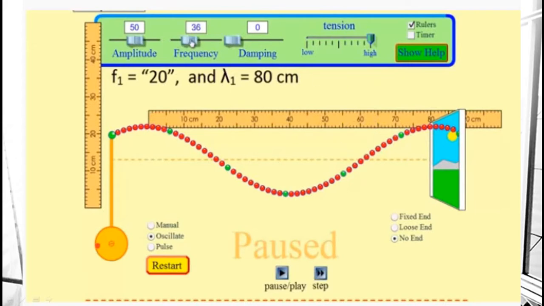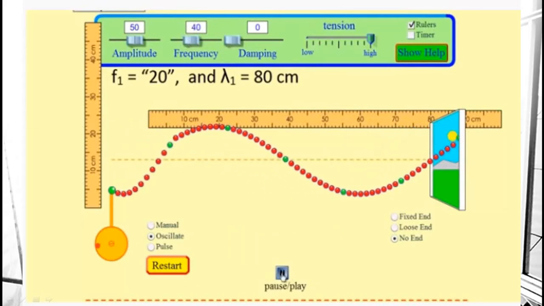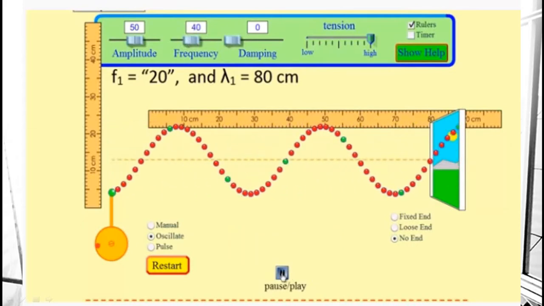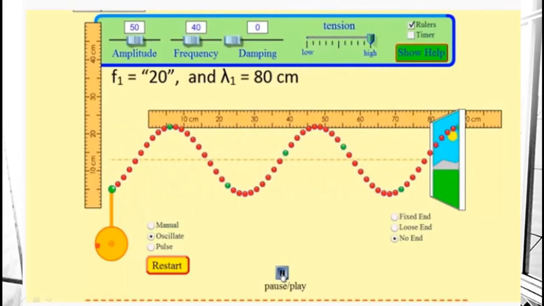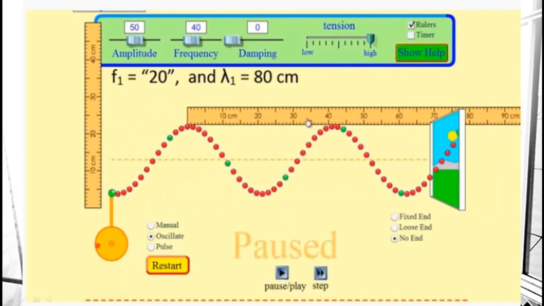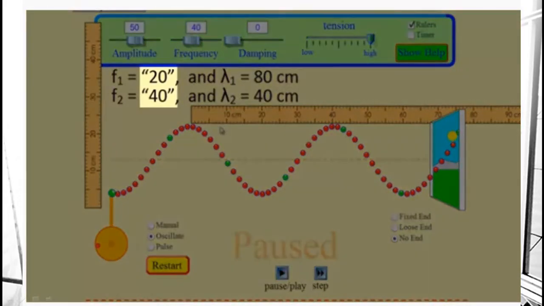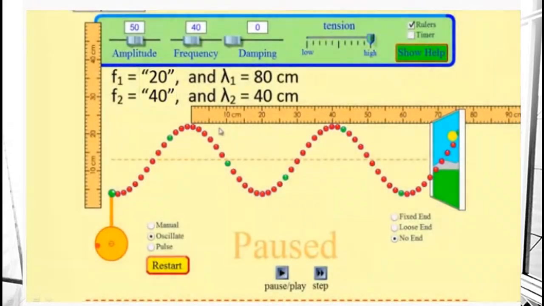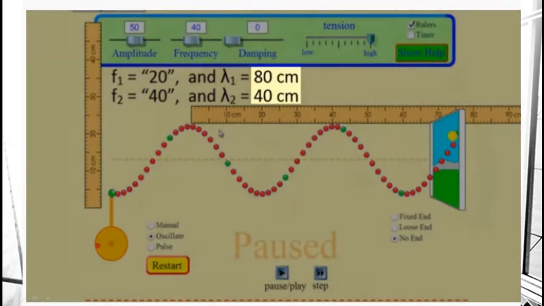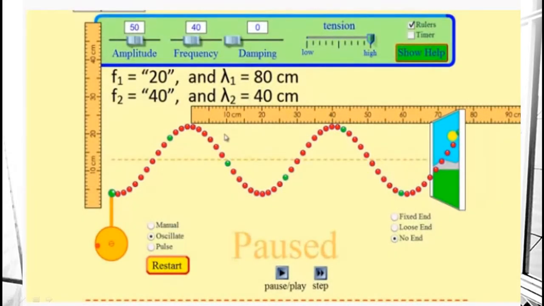Now let's take our frequency and double it. Let's bring it up to 40 and see what happens. Okay, so I've doubled the frequency, and again I'll pause it and measure from crest to crest, and we can see that our wavelength is now 40. So doubling the frequency has halved the wavelength. It seems to be an inverse relation that's occurring there.